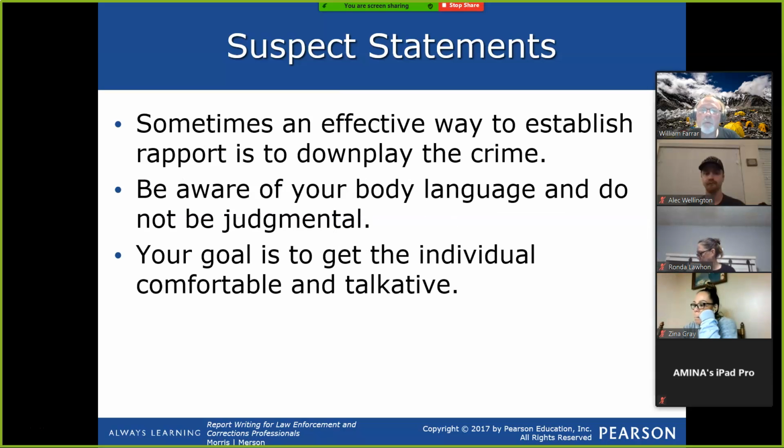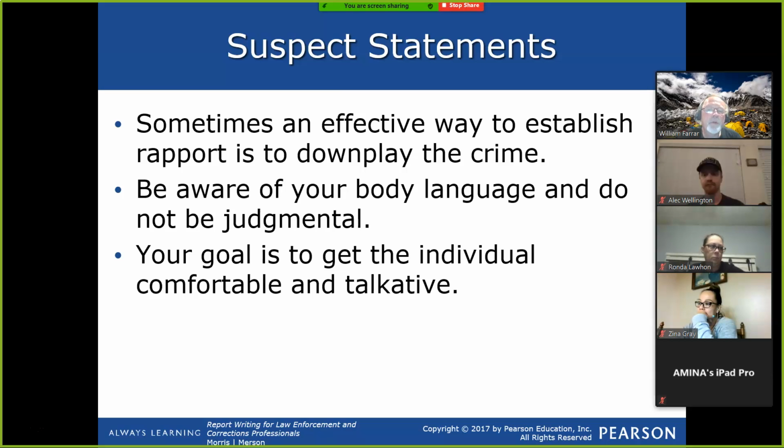Same with suspects, though. Sometimes an effective way to establish rapport is you can downplay the crime a little bit. And I know it sounds kind of crummy, but if you're willing to say, yeah, I understand why you may have done that, and then ask, and if they're willing to talk to you, you're downplaying it a little bit. That's one way to get someone to talk to you.